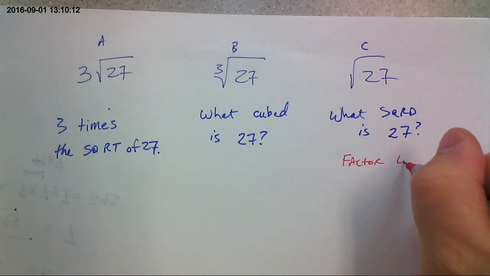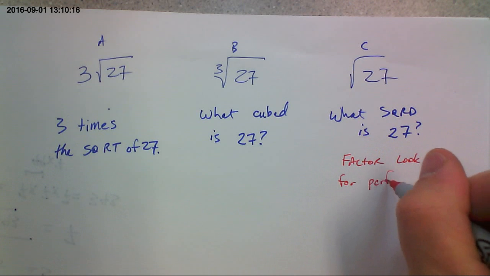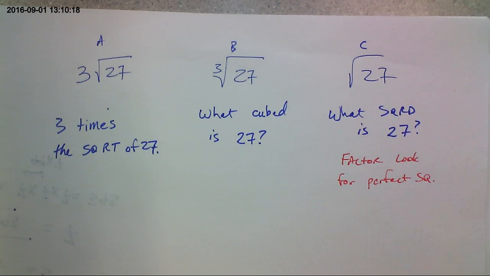You factor. And what do you look for? The factors of what goes into 27. But you're looking for a perfect square that goes into 27. Right? Alright. Gio, what's the perfect square that goes into 27?